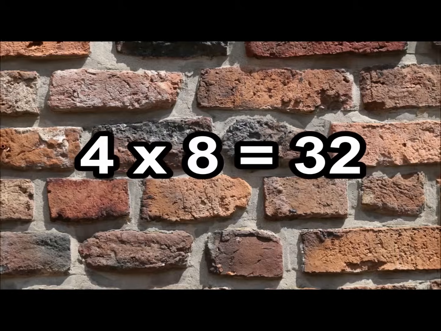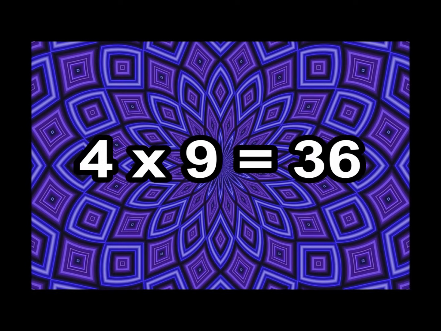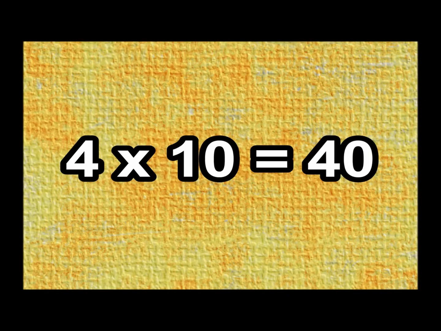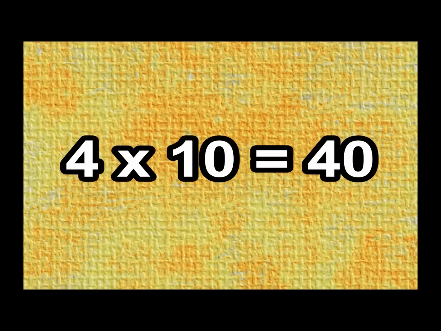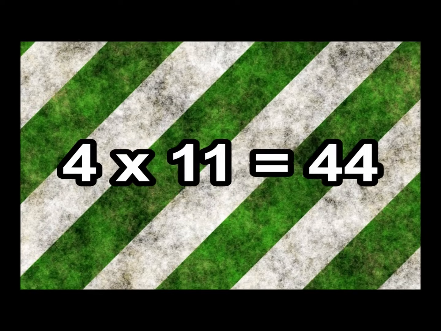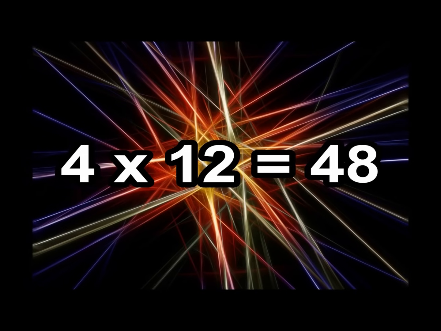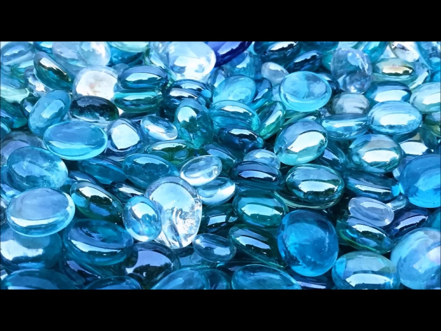4 times 8 is 32. 4 times 9 is 36. And 4 times 10 is 40. 4 times 11 is 44. And 4 times 12 is 48.